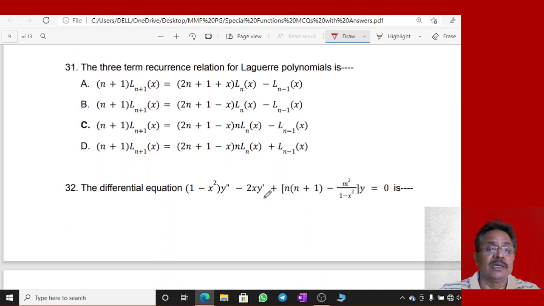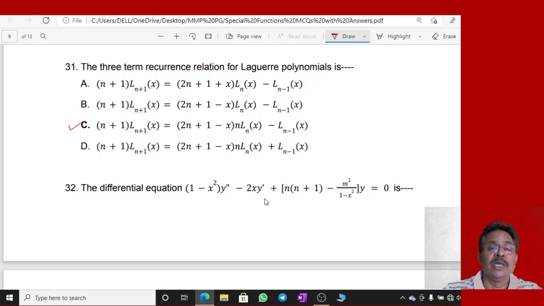Then this is a three terms recurrence relation. The three terms recurrence relation here for the Laguerre polynomial, out of the given four equations A, B, C and D, option C is the correct one, that is n plus 1 into Ln plus 1 of x is equal to twice n plus 1 minus x into n times Ln of x minus Ln minus 1 of x. That is called the three terms recurrence relation.